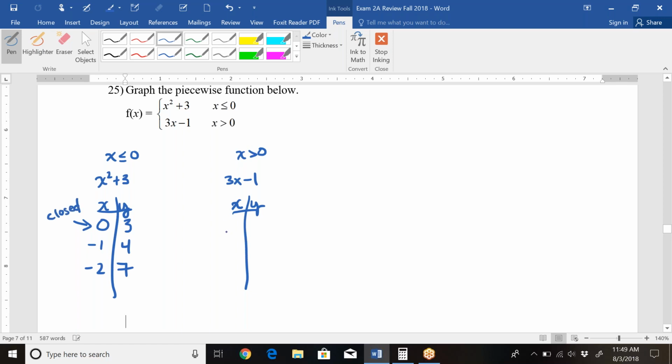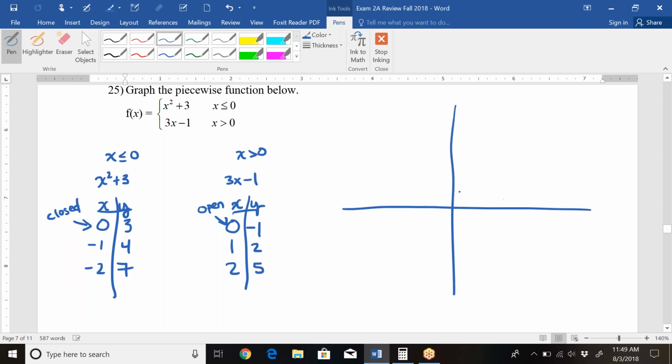Now I know this says greater than 0, and most people are like, okay, then we don't use 0. You actually do still use 0, you just realize that it's not a closed circle in this case, it is open because it does not have the equal to. There's still graph very close to 0, so we don't want to lose any of our graph that's getting close to 0. We're just not equal to 0 on this part. So we plug these in, so that'd be -1, and 3 minus 1 would be 2, and 6 minus 1 would be 5. Once you have your table information, you're going to plot them.